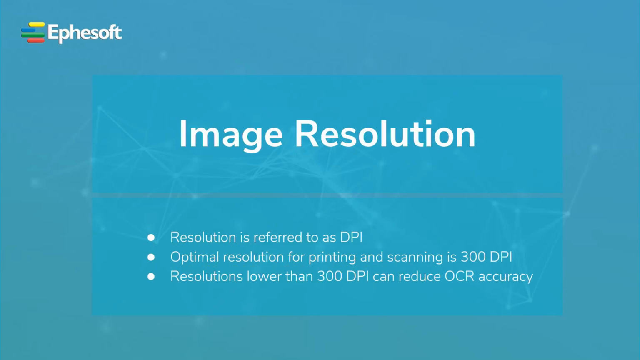The resolution of an image is referred to as DPI, and this is the number of pixels or dots within a 1-inch area. The image resolution has a strong influence on the way a single character is built up. Optimal image resolution for printing and scanning is 300 DPI. A resolution that is lower than 300 DPI will have less information and become jagged and fuzzy.